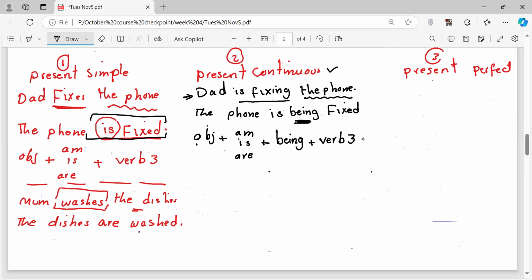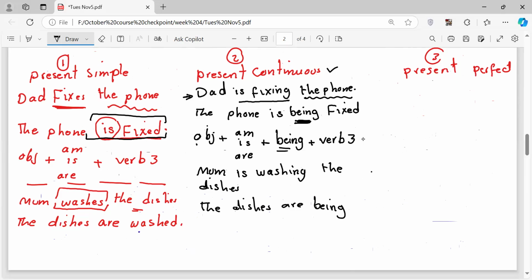Another example. Mom is washing the dishes. Okay, change. Start with the object, which is the dishes. So the dishes. Am or is or are? Are. After am, is, are, we said use what? Being. Are being. Verb 3 from wash: washed. So what is the rule again? Object plus am, is, or are, plus being, plus verb 3. Yes, correct.